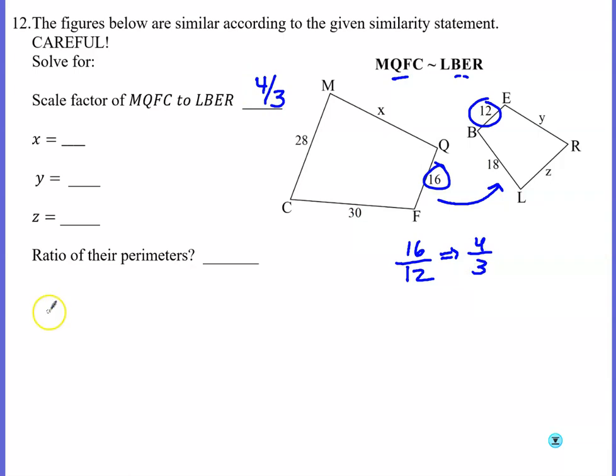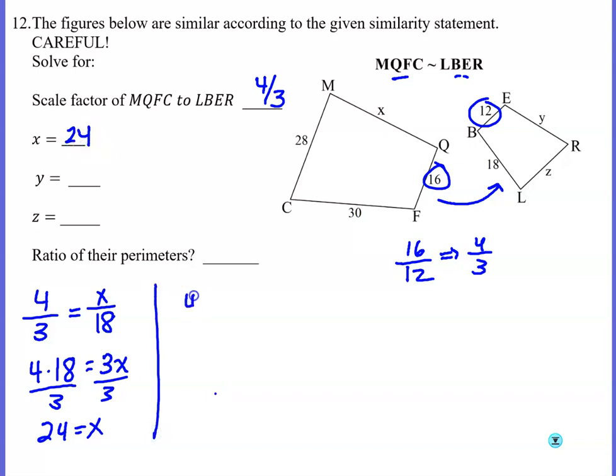Now we have to solve for these. I'm going to start my proportion with my scale factor, and then use a side from the left over a side from the right. If I want to figure out who X matches up with, I go to my statement. MQ should match up with LB. LB is 18, so I'm going to use 8 over 18. I'm putting this one on top because I started with someone over here, so I always have to go from this one to that one. I picked X and matched X, MQ, with its partner LB, which was 18. Then we're just cross multiplying. So 4 times 18 equals 3X. Then we divide both sides by 3, and I end up with 24.